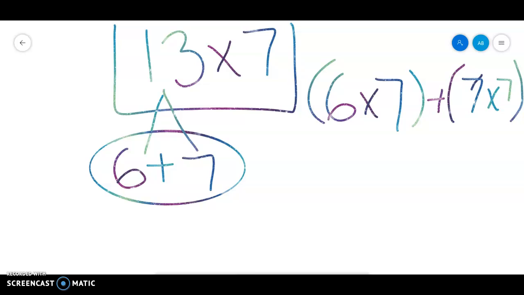Because if you get 6 times 7 and you get that answer, and 7 times 7 is 49, you add 42 and 49, it gives you 91. Okay, can you show us that on the board how you did that?